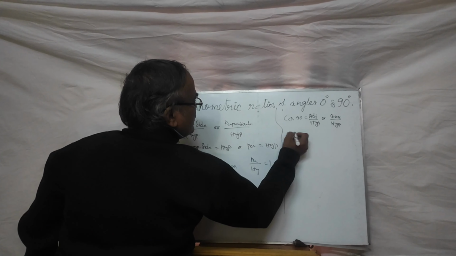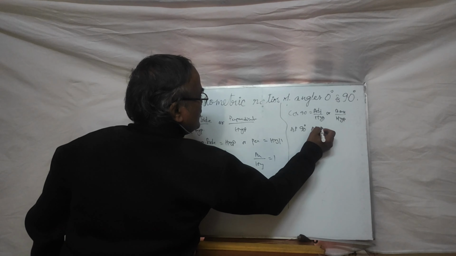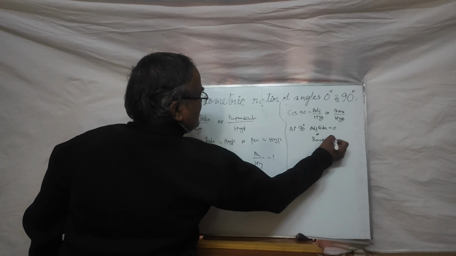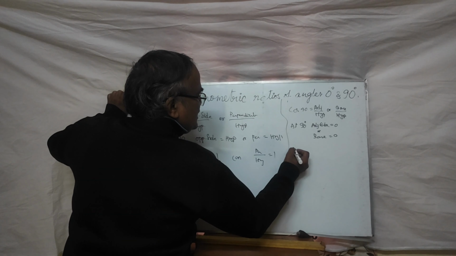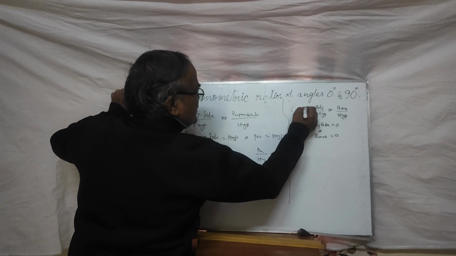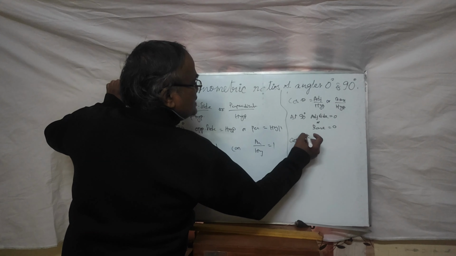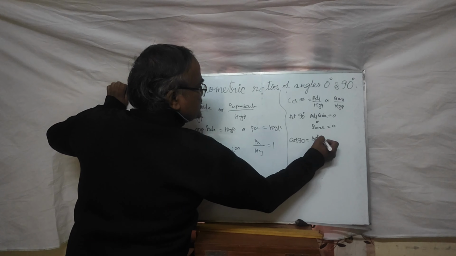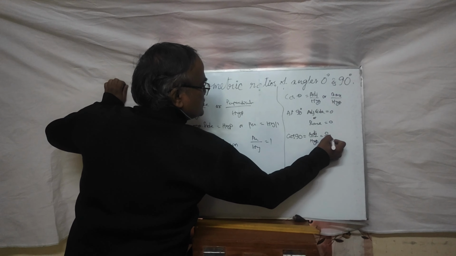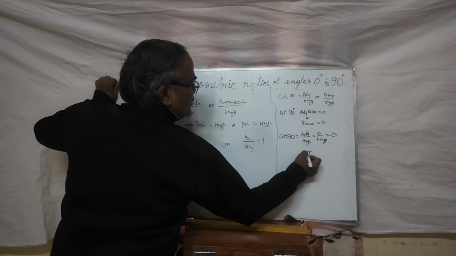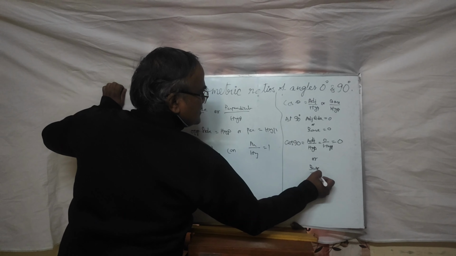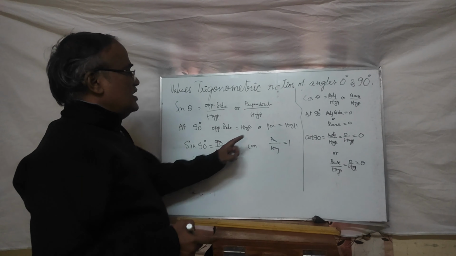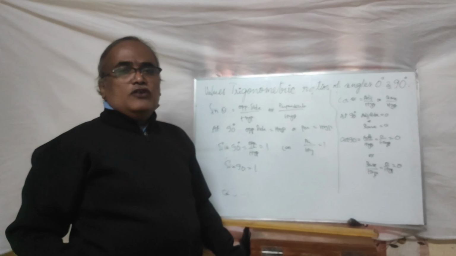So at 90 degrees, what happens? The adjacent side becomes 0, or base is equal to 0. Then cos 90, using the definition of cos theta, is adjacent upon hypotenuse. Adjacent is how much? 0. 0 upon hypotenuse is 0. Or base upon hypotenuse, base is 0, so 0 upon hypotenuse is 0. In this way, cos 90 is also 0. Sin 90 is 1 and cos 90 is 0. With the help of these two values, we can find out the remaining values.